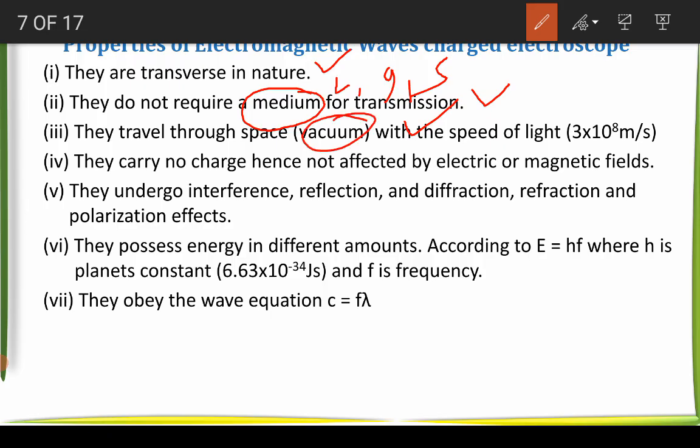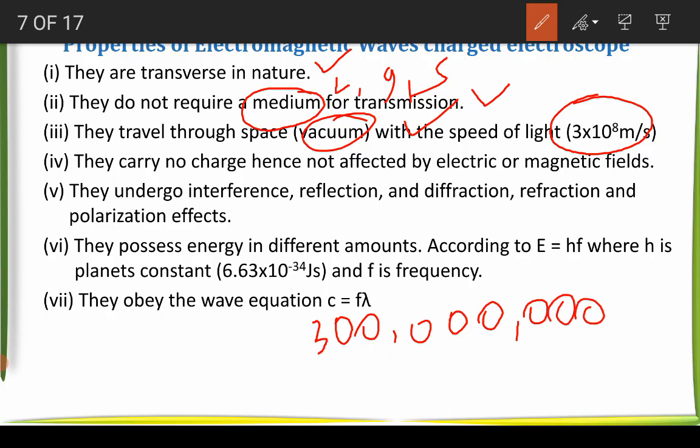Space is what is called the vacuum. Remember, vacuum is completely empty space. They travel at a speed of 3 times 10 to the power 8 meters per second. This is very high speed. It is the same as 300 million meters per second. Very big speed. So all electromagnetic waves travel at a speed of 3 times 10 to the power 8.